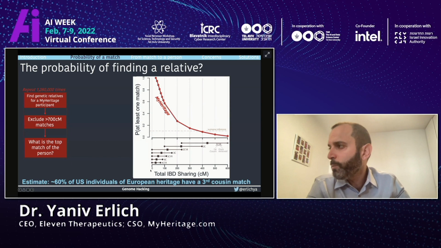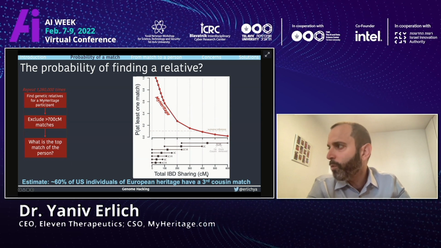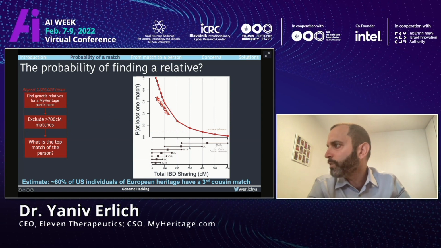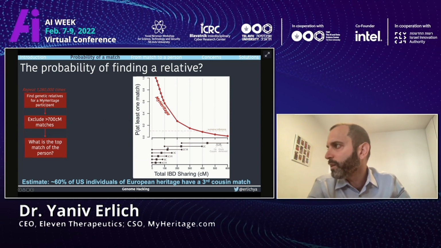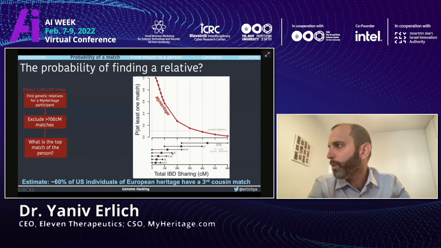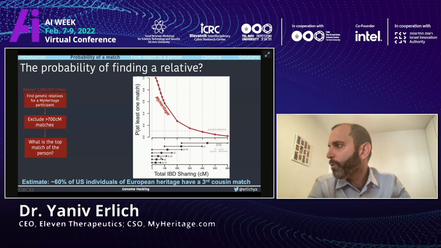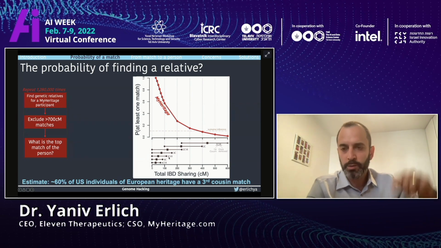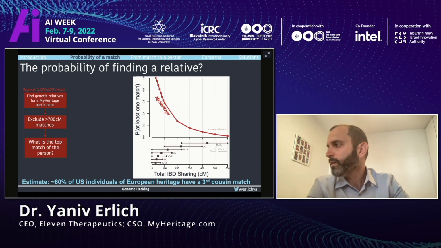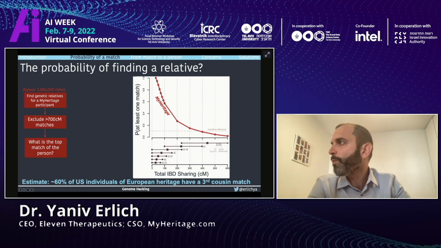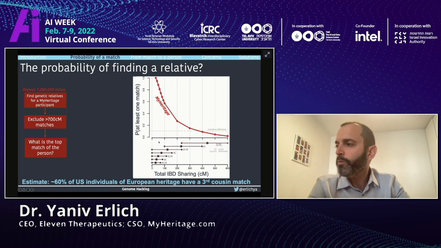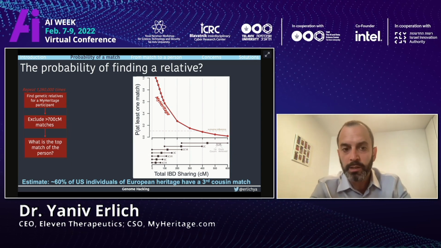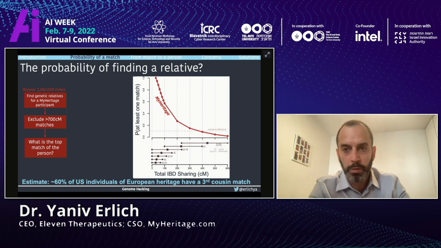I will not go over the definition of a centimorgan, but I will just tell you that between roughly 100 to 400 are second cousins, between 0 to 150 are third cousins, and between 0 and about 100 are third cousins once removed. These are the third cousins of your parents, and so on, right? And what you see is the probability of success. And what we found is that we estimated for the US population, you have about a 60% chance of finding someone who is a third cousin.